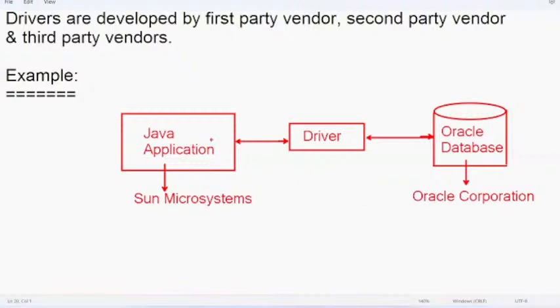Now, if this driver is developed by Sun Microsystem, then we can say this driver is developed by a first party vendor. If this driver is developed by Oracle Corporation, then we can say a second party vendor developed it. If this driver is developed by other than these two companies, then we can say third party vendor. Okay. Now write this example. I'll give notes.